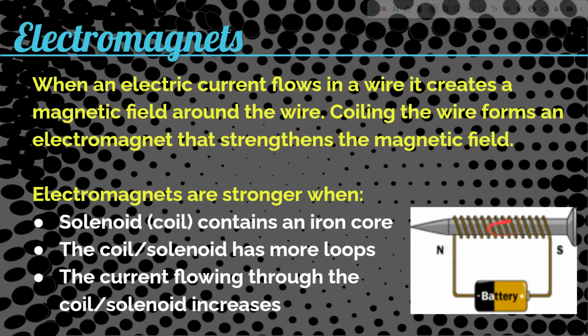Here is a picture of a solenoid, a coil of wire around a nail, which this picture is actually showing an electromagnet. An electromagnet is when you use electric current flowing through a wire to create a magnetic field, and coiling that wire strengthens that magnetic field because it adds together, because now you have the field created by each of those loops of wire, all adding together. Electromagnets are stronger when your solenoid contains an iron core like this nail, as opposed to just an empty loop of wire, when you have more loops, and when the current flowing through the solenoid increases.